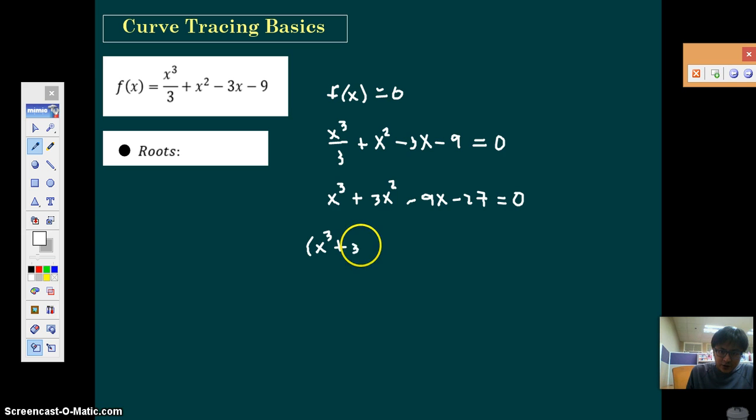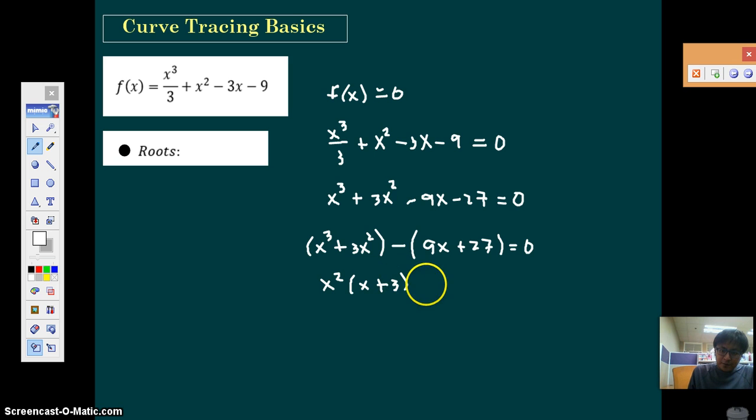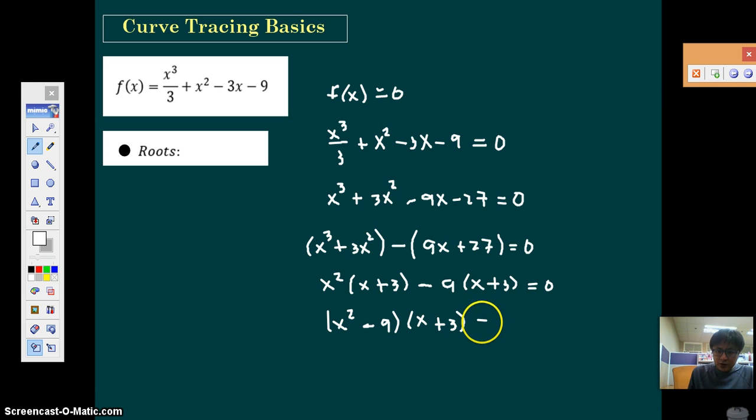X cubed plus 3x squared. I'll just group the first two and then group the last two and factor this by grouping. The common factor in the first group is x squared, leaving you with x plus 3. Now the common factor in the second group is 9, to give you x plus 3. So you have here x squared minus 9 times x plus 3, which is equal to 0.